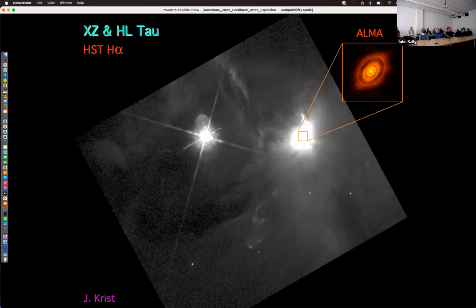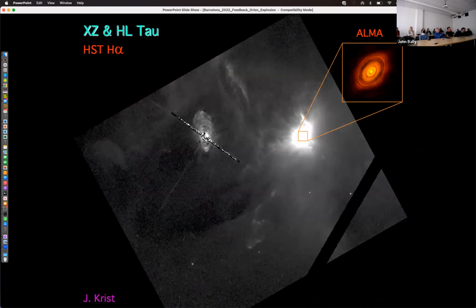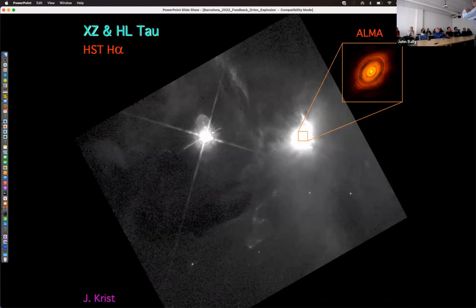And here's another binary star, XZ Tau. It's blowing this bubble. You can see that bubble expanding. Okay.